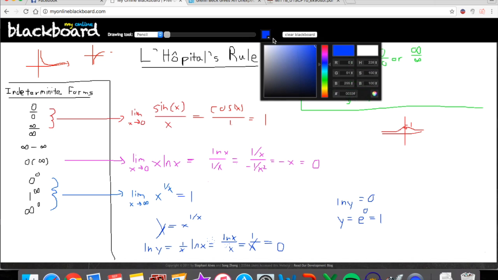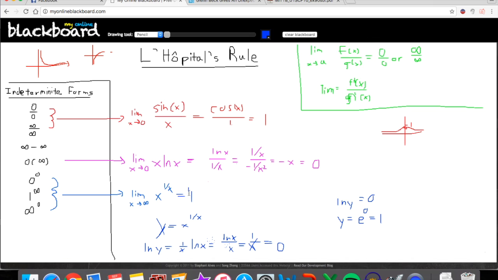And so we have our answers. We have that for this one, it's 1. For the second problem we did, it's 0. And then for the first problem we did, the answer is also 1.